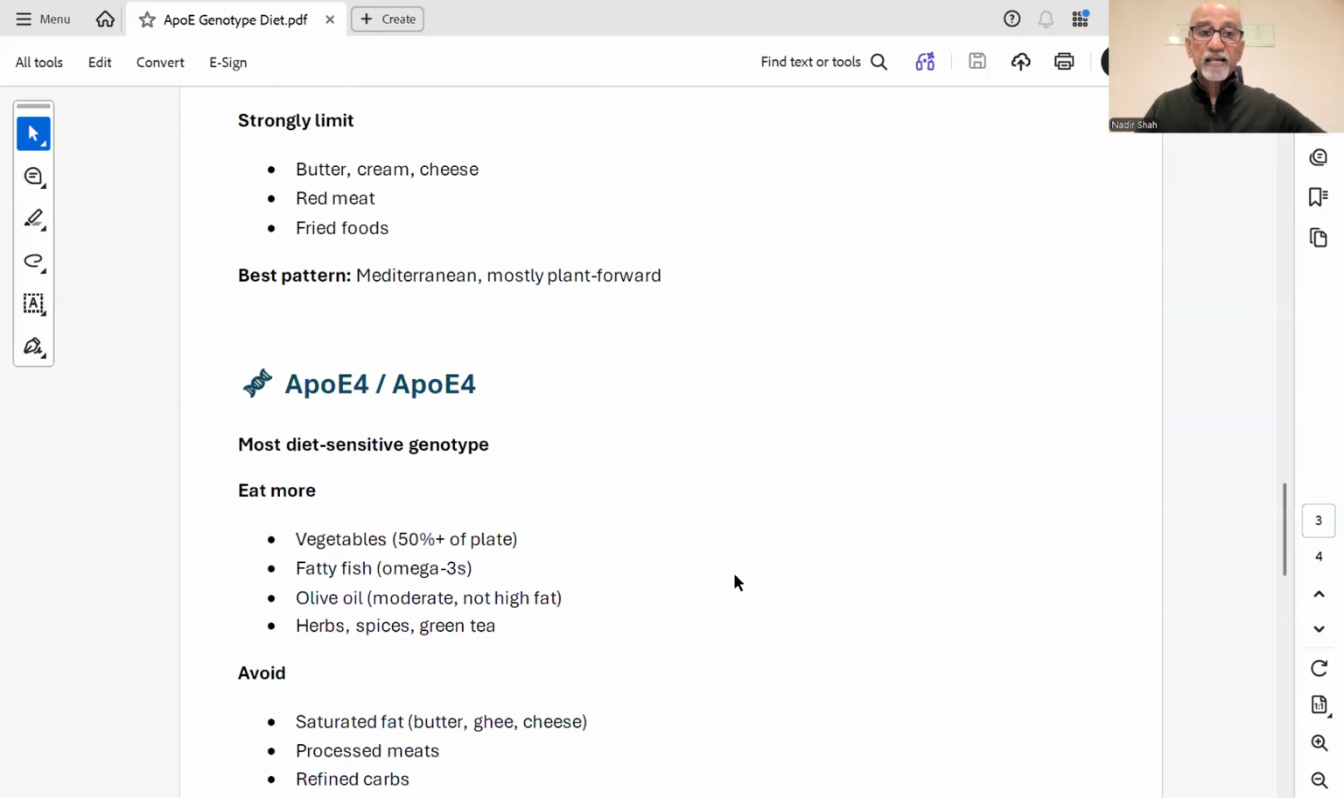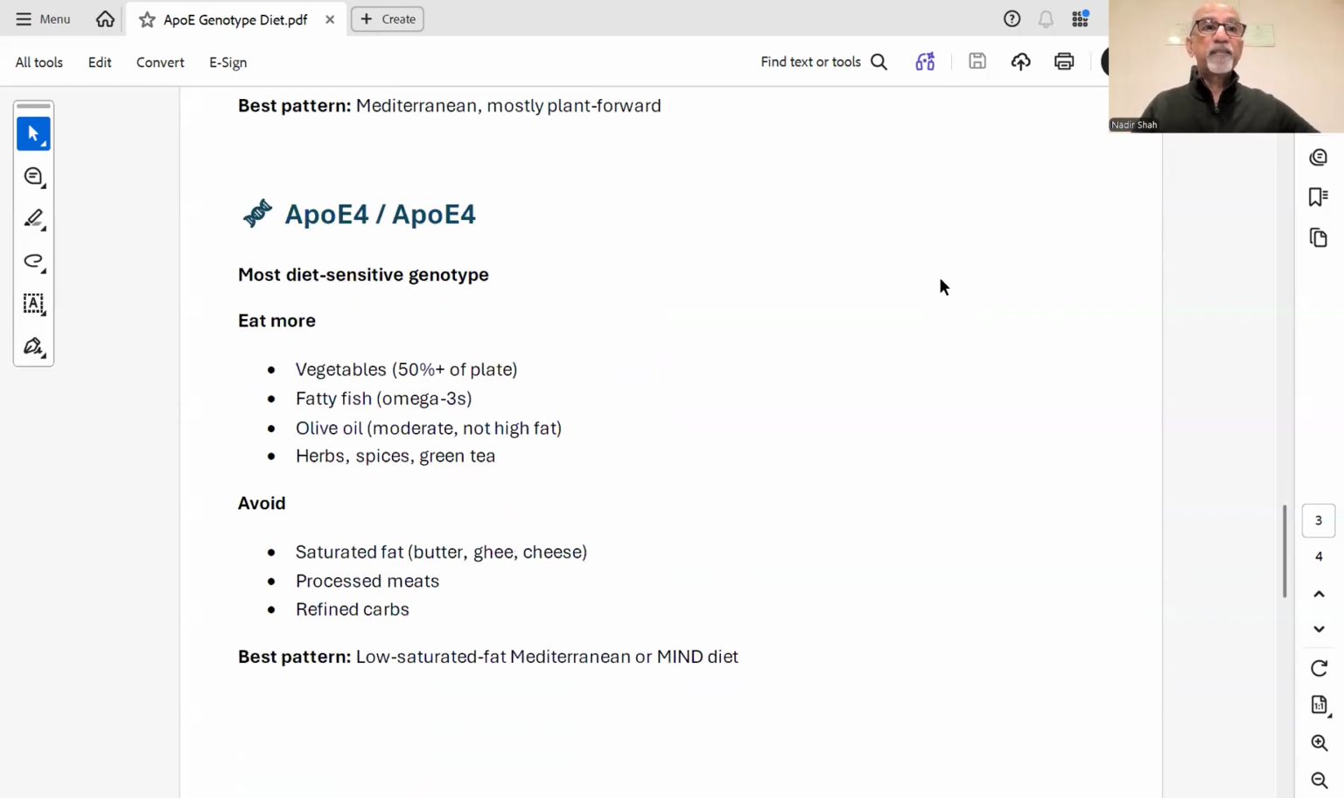Now, last but not least, 4-4. They are the most diet-sensitive genotype. Why? Because they are very poor handlers of fats, particularly saturated fat. They tend to spike their LDL just like 3-4 folks, but in 4-4 the jump in LDL is much more pronounced if they consume saturated fat. So folks who are on keto have to be mindful.